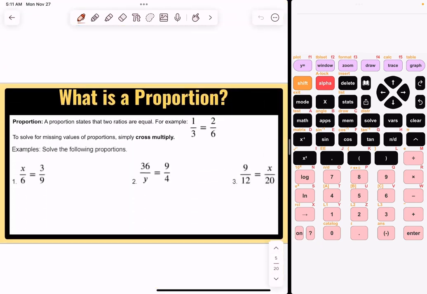Now, what is a proportion? A proportion states that two ratios are equal. For example, we could have the ratio 1 to 3 is equal to 2 to 6, because those are the same ratios, just multiplied by 2. To solve for the missing value of proportions, we can simply cross-multiply. So let's solve the following proportions here.